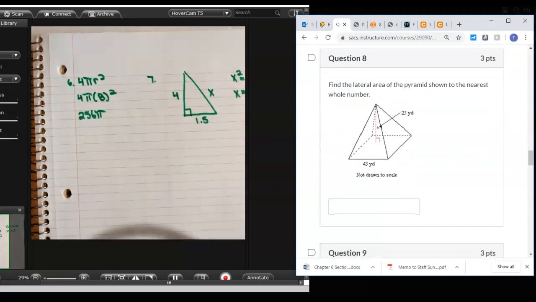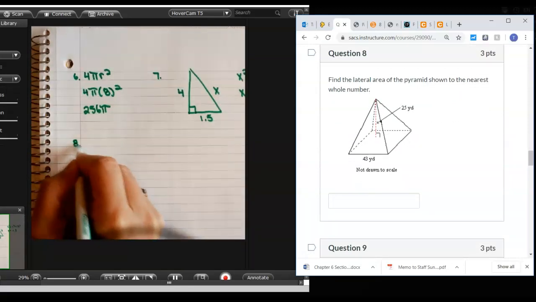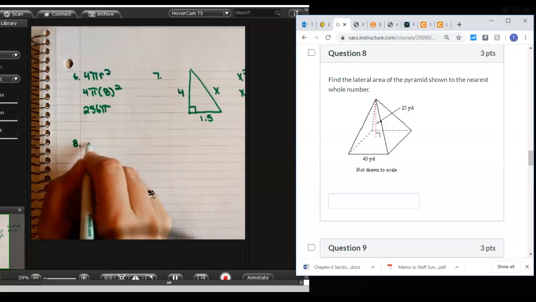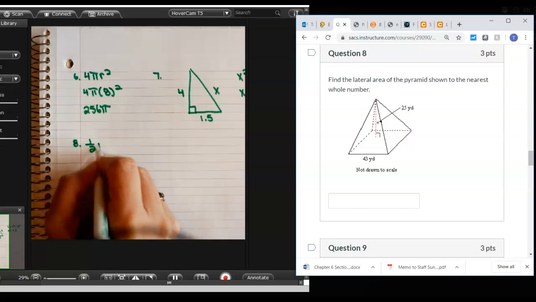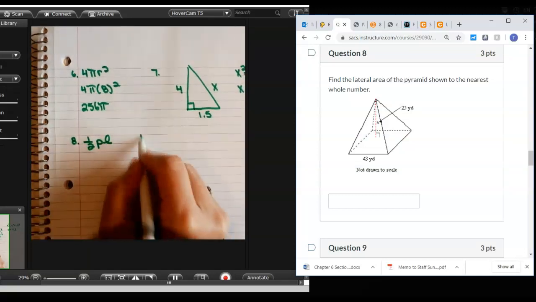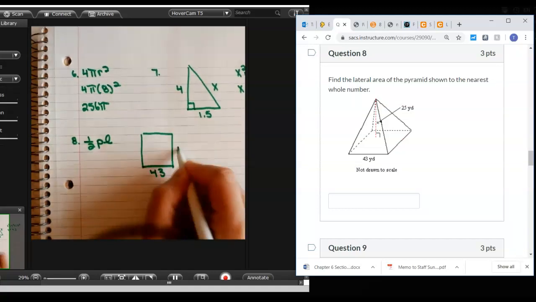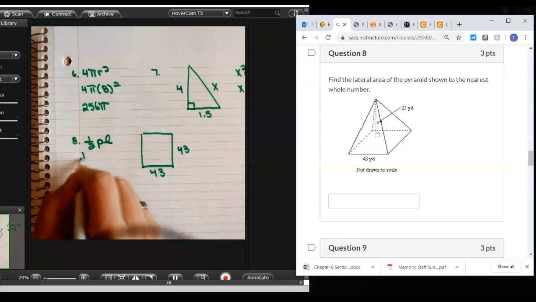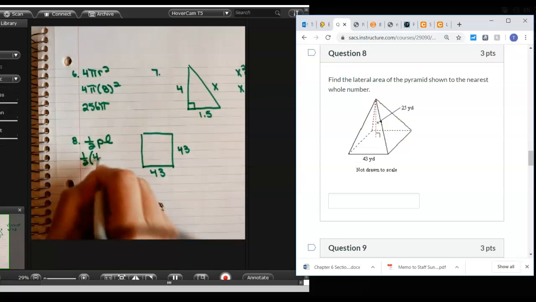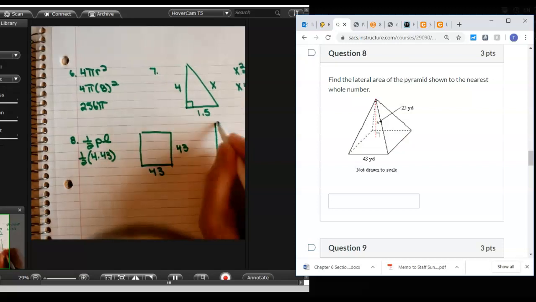Okay, next question. I'm looking for the lateral area. Again, I'm going to write down that formula for lateral area of a pyramid. It is 1/2 PL. So P stands for the perimeter. Let's go ahead and pull out that base. You've got 43 on all of the sides. So that means our perimeter would be 4 times 43, and we don't have the slant height.